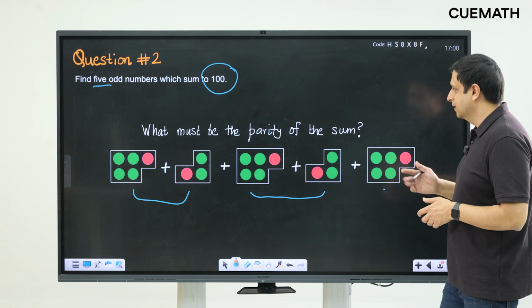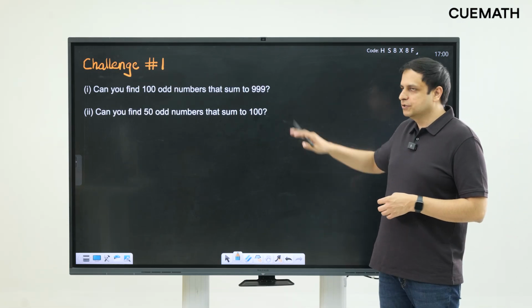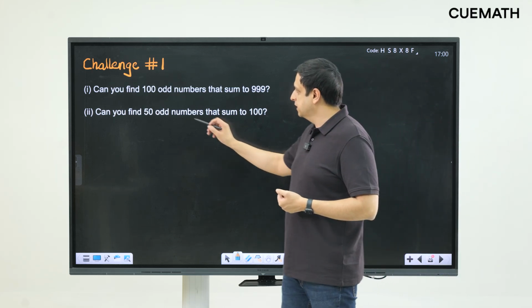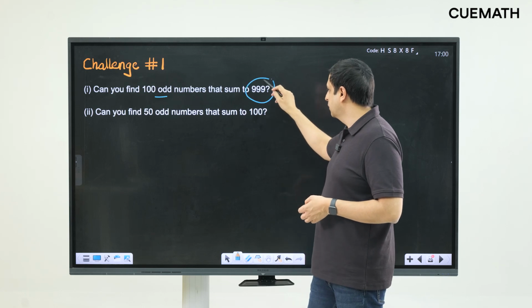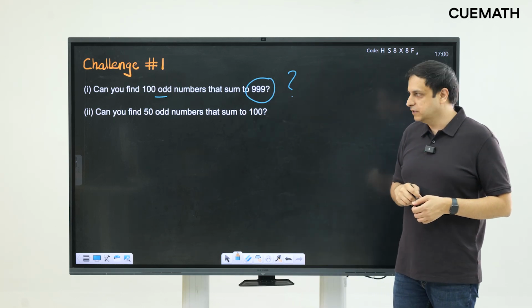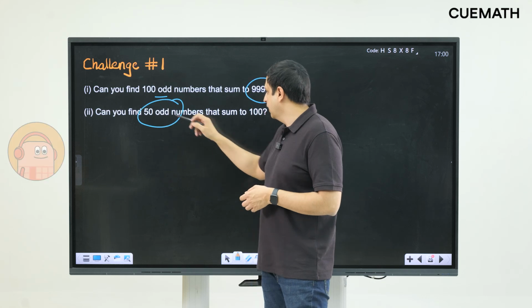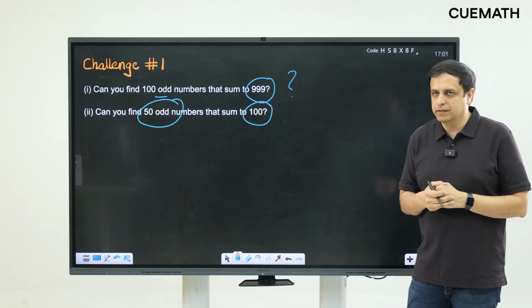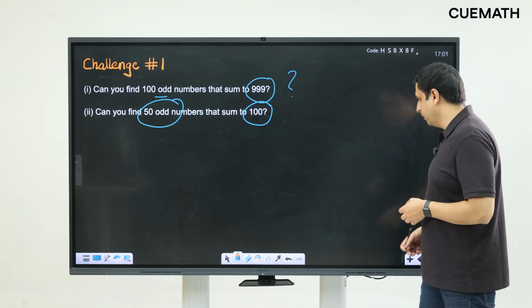So that's this question. Now here's a challenge for you, and I want you to solve this challenge and share your answer in the comments. The first part of this is, can you find 100 odd numbers that sum to 999? So that's the first challenge. And the second one is, can you find 50 odd numbers that sum to 100? So think about the ideas we just discussed, solve these challenges, and then share your answer in the comments.